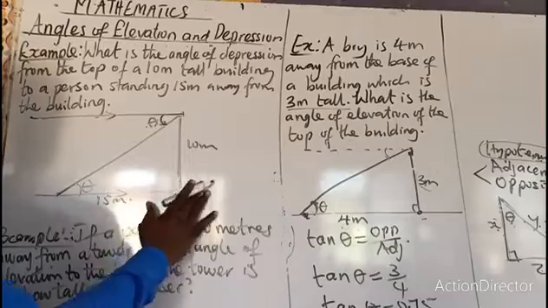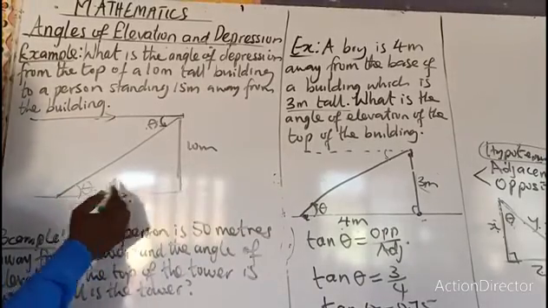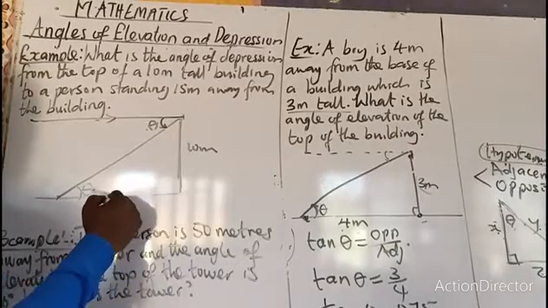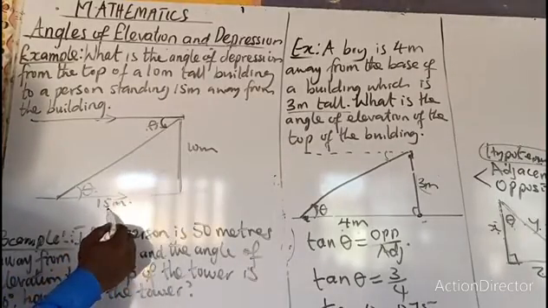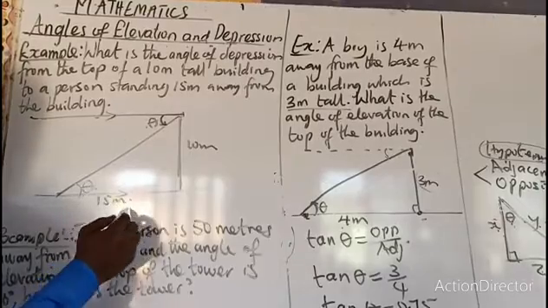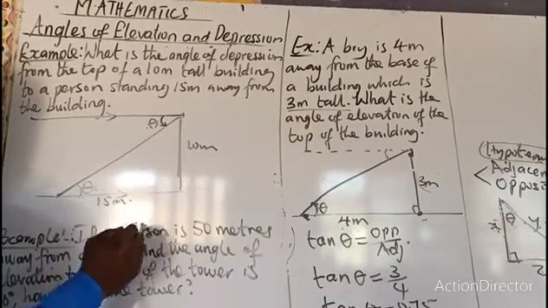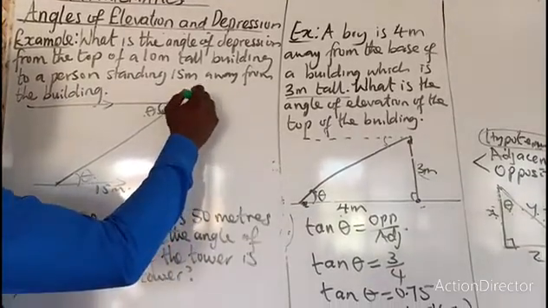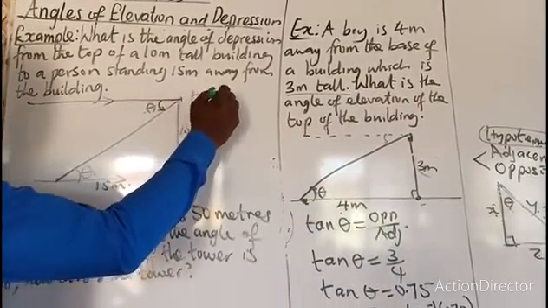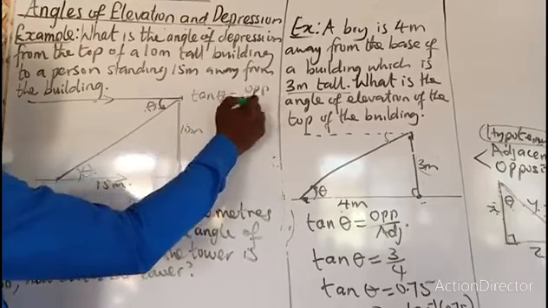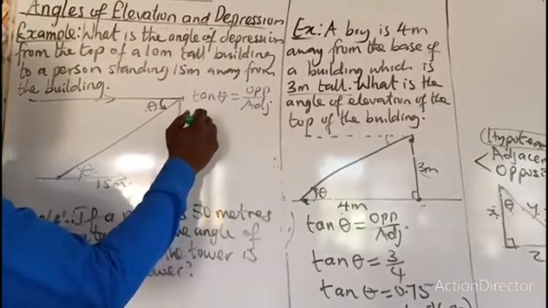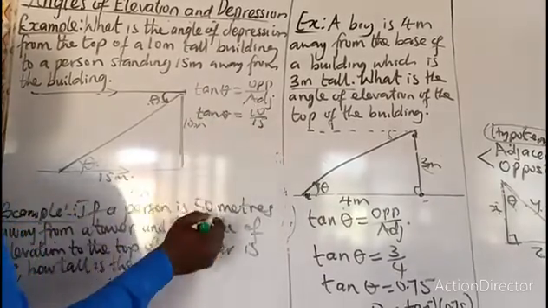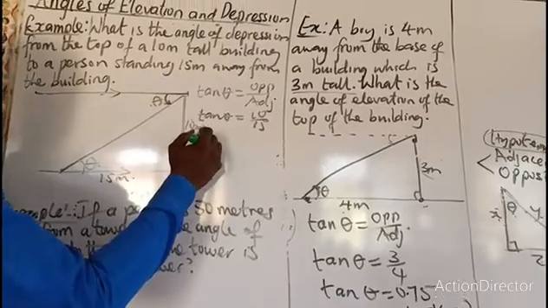You look at the theta now. What are we given? 10 and 15. What is 10 to theta? Opposite. What is 15 to theta? Adjacent. So we have opposite and adjacent. So we know that we are using tan theta. Tan theta is equal to opposite over adjacent. Tan theta is 10 over 15.